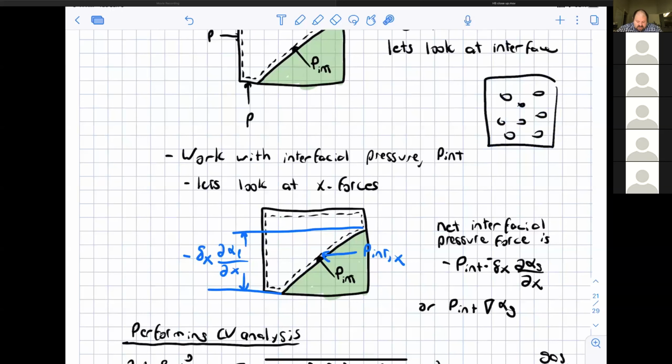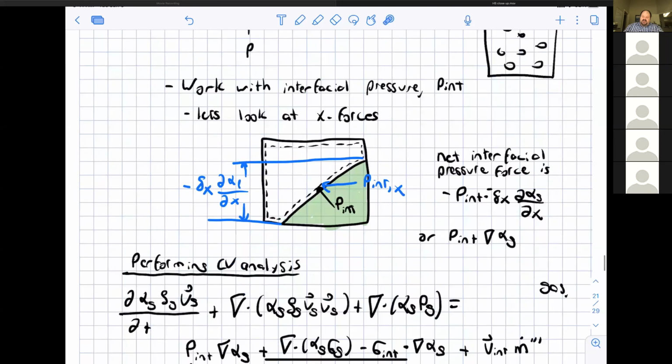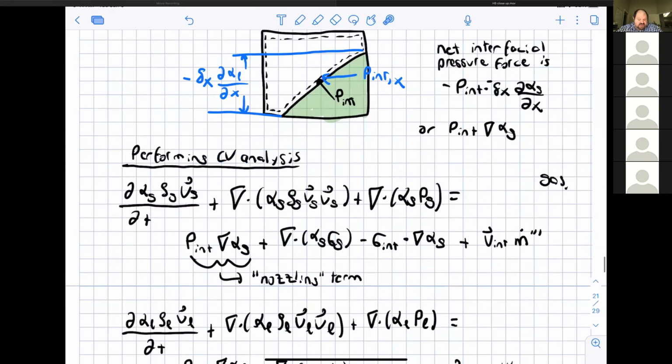But anyways, because of this interfacial pressure here, we have this goofy extra force here, P int grad alpha G. And after I write what the governing equation is for the gas phase, I will explain what that term is. I've got a quick question real quick.